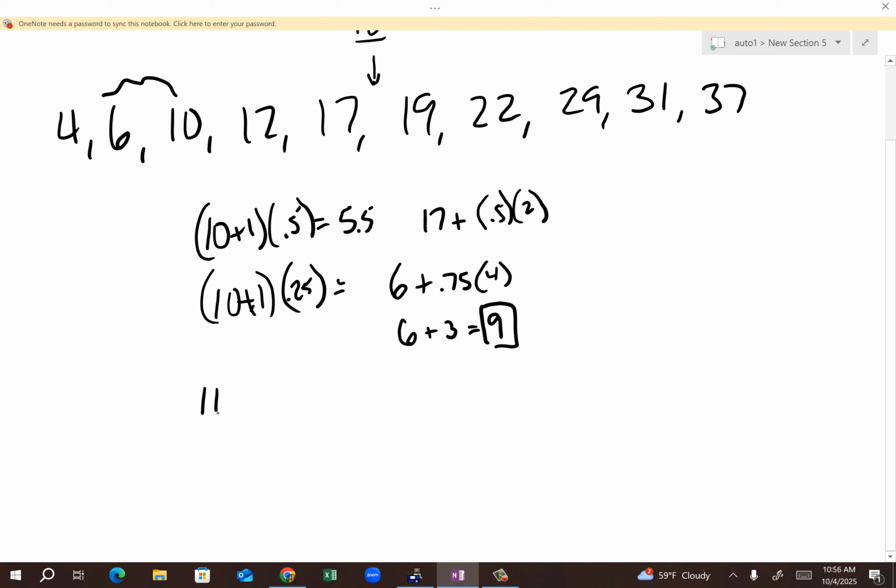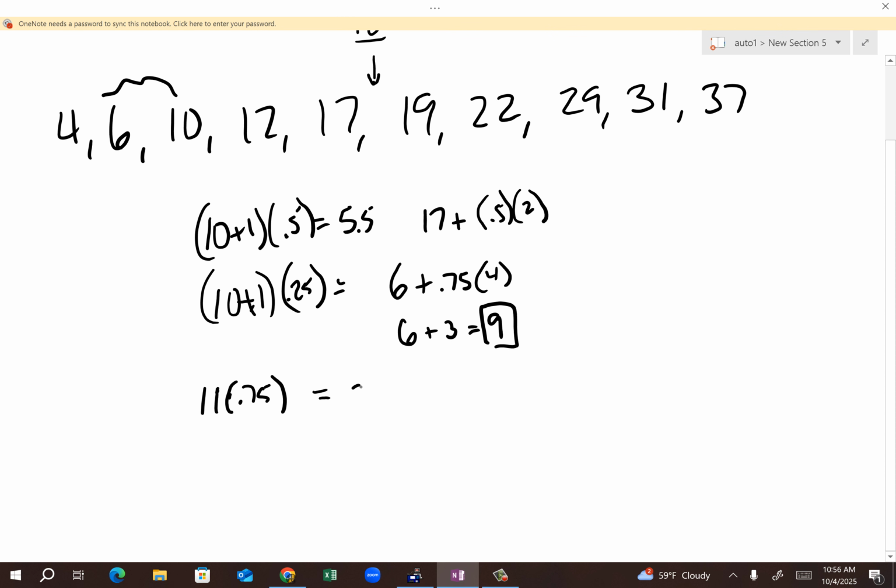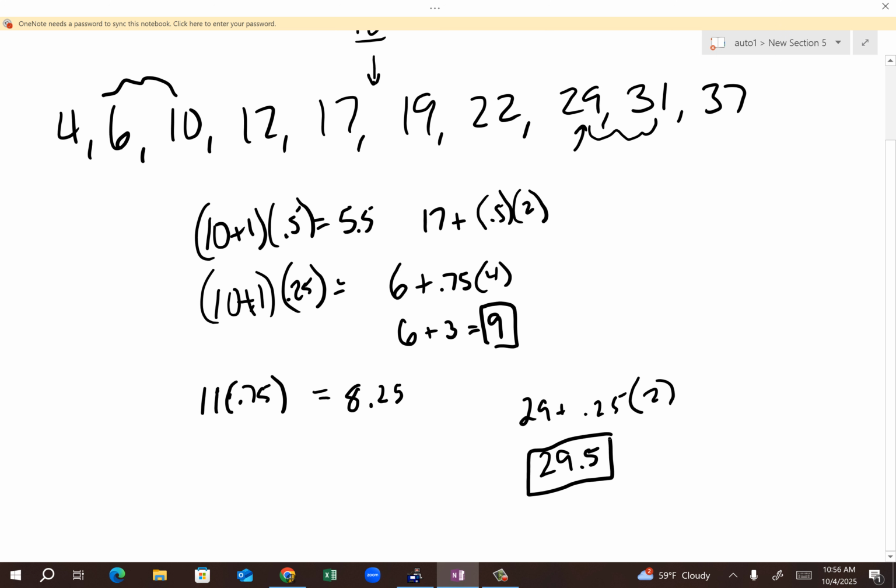Now, if I'm going to do the 75th percentile, which is quartile 3, 11 times 0.75 is 8.25. So in other words, we're going to take the 8th term, which is him, 29, plus a quarter of the difference between these two. Well, a quarter of the difference is 2 and a half, so 29 and a half. That's Q3. Again, there are several ways to do this.